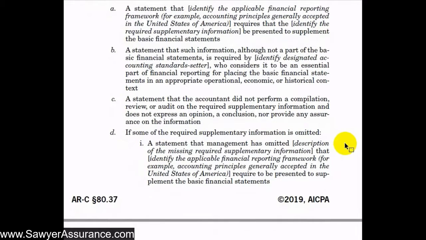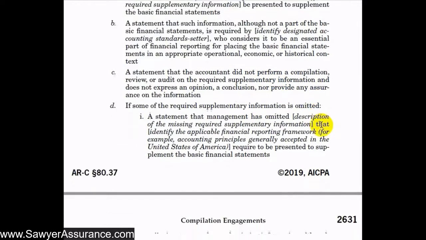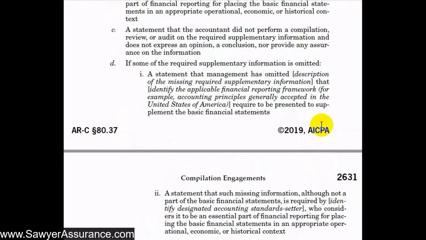We should also include a statement that we did not perform a compilation review or audit on the required supplementary information, and that we did not express an opinion or conclusion, nor provide any assurance on the information. And if it turns out that management did not include all of the required supplementary information, meaning that some of it was included, but some of it was omitted, we need to add these statements as well.